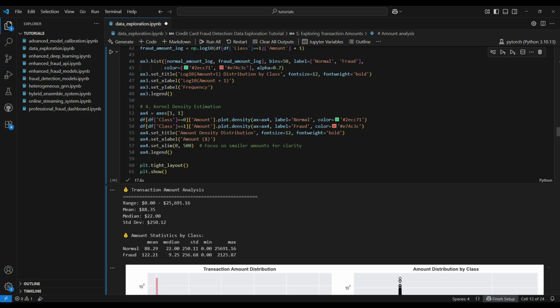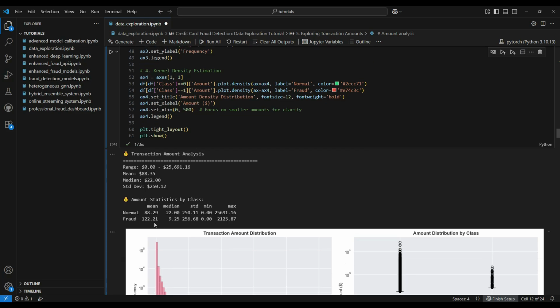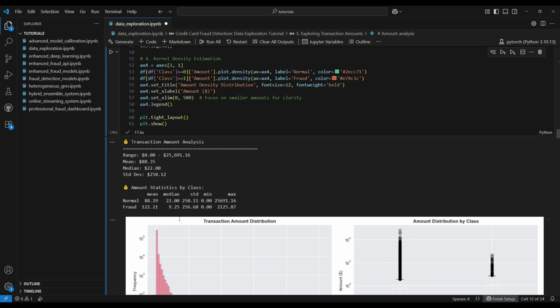So now we can compare the amounts by class. The normal mean is 88.29, and the fraud mean is 122.21. And then if you look at the median, the normal median is 22, the fraud median is 9.25. So fraud transactions are actually smaller on average. Maybe fraudsters try to stay under the radar.